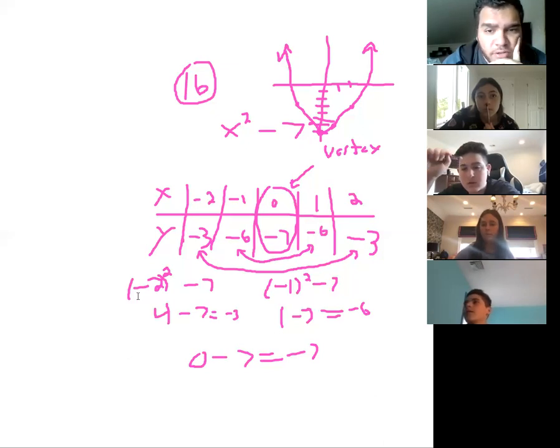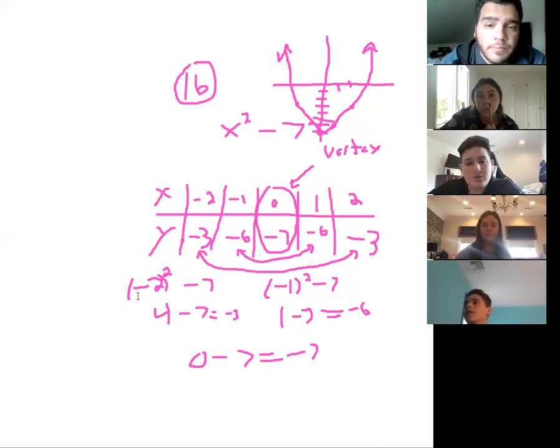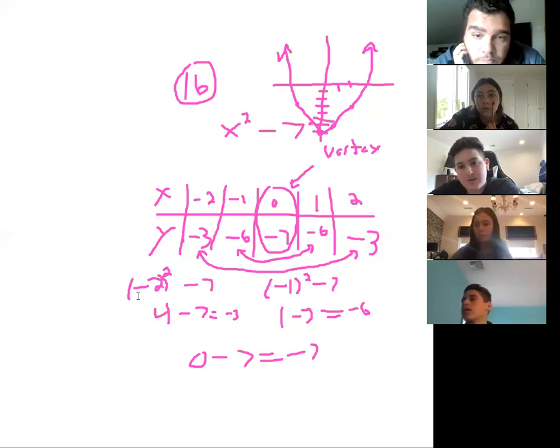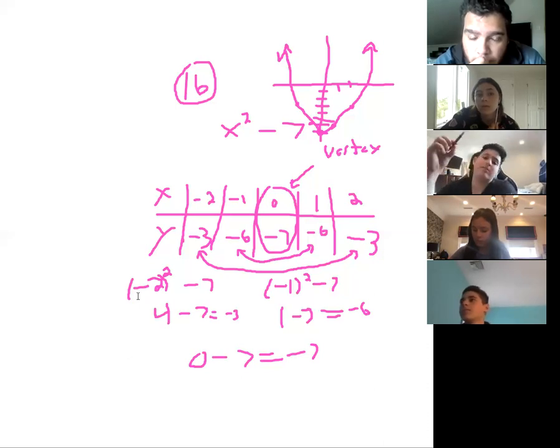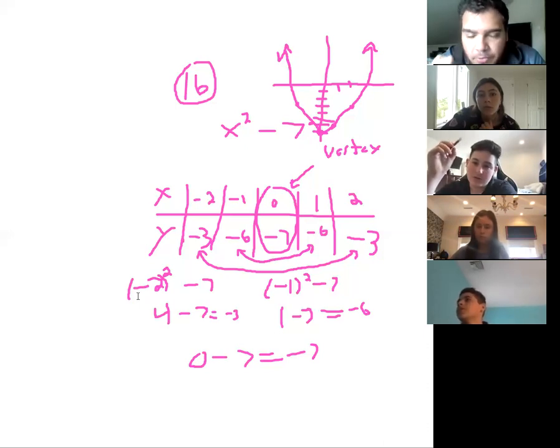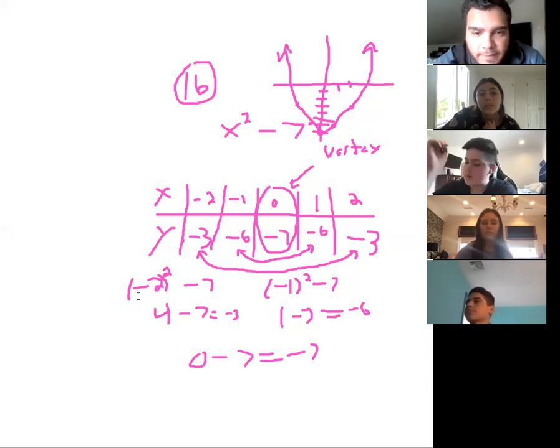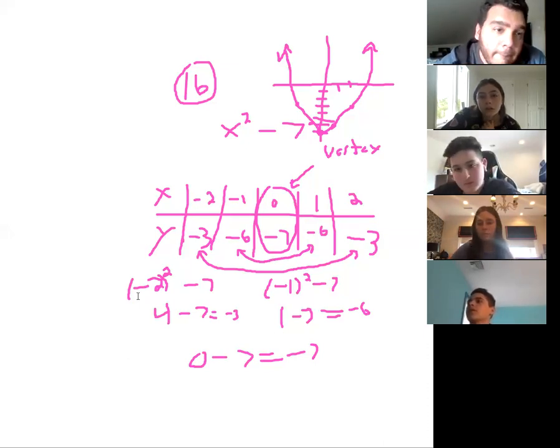Jacob, go ahead. You want to do 6? So do we just basically graph it, you put the points and then just make a U along the points? You connect the dots of the points, and connecting the dots makes it a U shape. It's not a straight line.